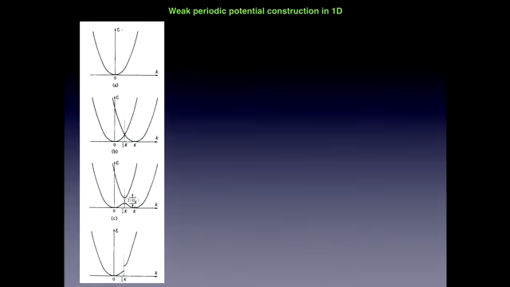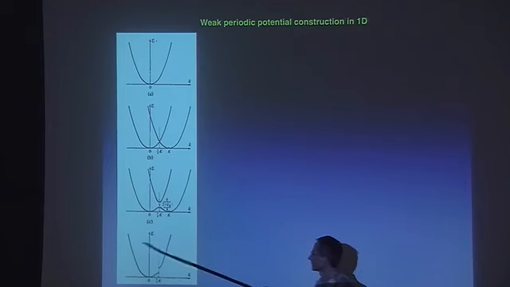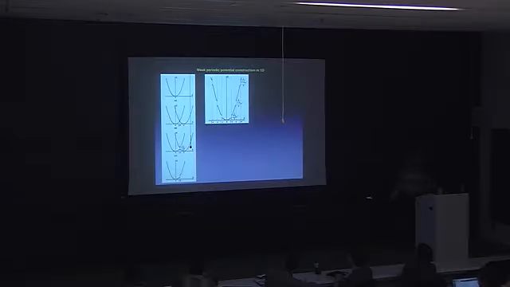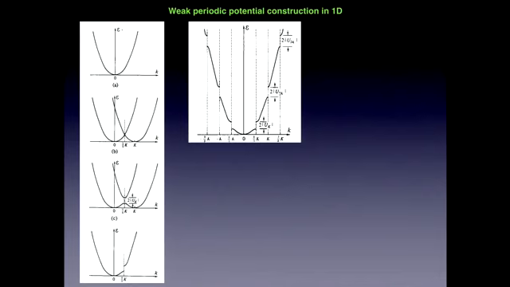A gap opens up, so the resulting spectrum then looks like this. However, we have to do the same construction for all such points of degeneracy, and this results in a broken-up parabola, just like I drew previously.